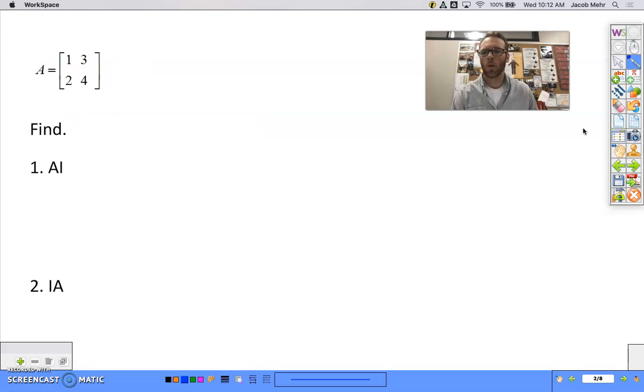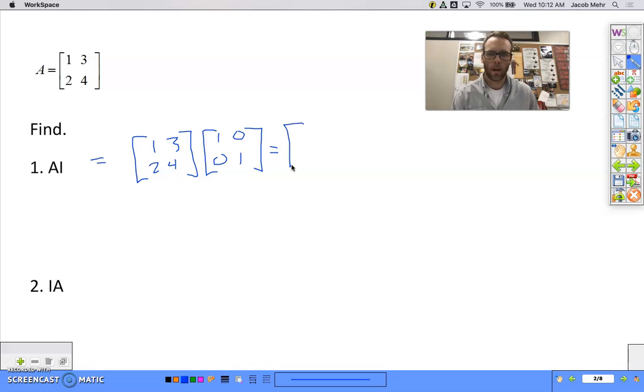Okay. So if I call this matrix A, what happens when I take A times the identity matrix? Well, this would be 1, 3, 2, 4. Because this is a 2x2, the identity matrix that we would use would be 1, 0, 0, 1. Now, I don't need to grab my calculator. These are just 2x2s. I can multiply these pretty quickly, and it would be a good reminder for us on how matrix multiplication really works.